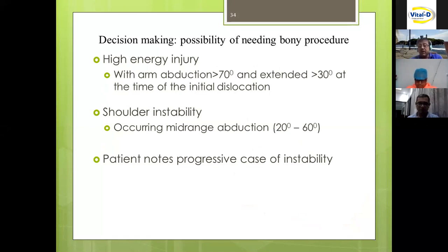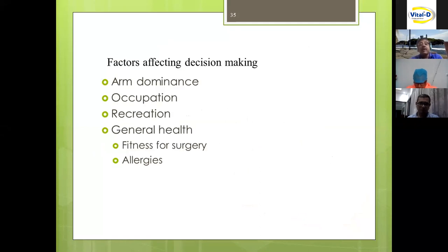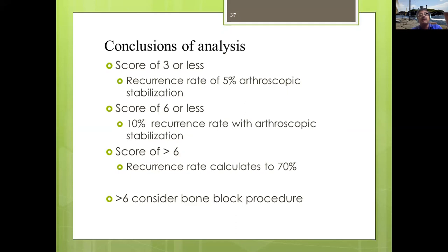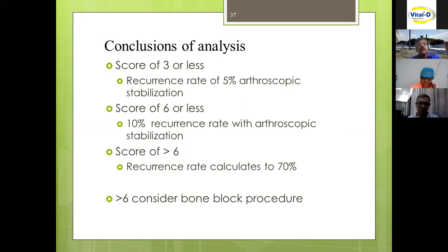Patient notes the progressive case of instability and factors affecting the decision-making, like the arm dominance, whether it is right or left hand, what is his occupation, and what is his recreation, and the general health, fitness for surgery, and the instability severity index. You just have to ask it and fill a form so that you can decide which procedure of surgery you are going to adopt. And the conclusion of the analysis: if the score is 3 or less, the recurrence rate is 5% with arthroscopic stabilization. And if the score is more than 6, you will be considering the bony block procedure.